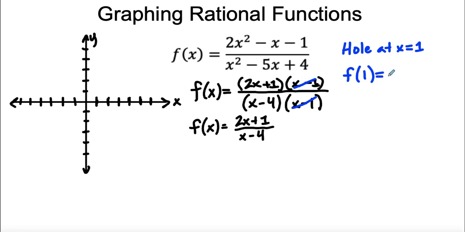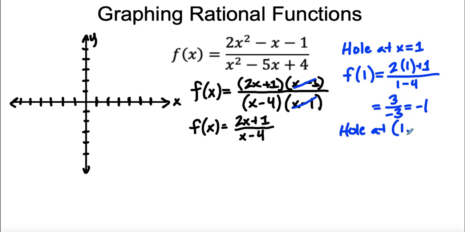So that's going to be 2 times 1 plus 1, over 1 minus 4. That's going to be 3 over -3, which is just -1. So the hole in the graph is at 1 comma -1. I'm going to put that point here, an open circle right there. I don't know what's happening in the rest yet, but I know I have that.